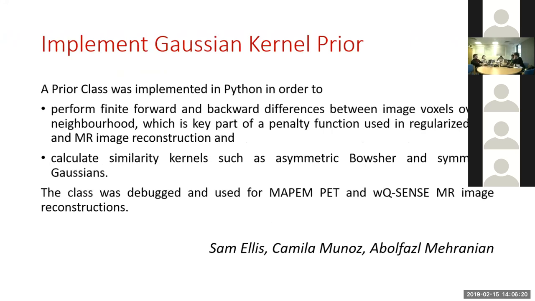So then Sam, Camilla and Abby were working on a Gaussian kernel prior. So was this using the prior class? Was this Abby's prior class? Yeah, so they took some existing Python code and turned that into a prior class, which I suppose at the end we'll talk about how we could get that into the SURF stuff. And again, it seems to say that it worked pretty well.